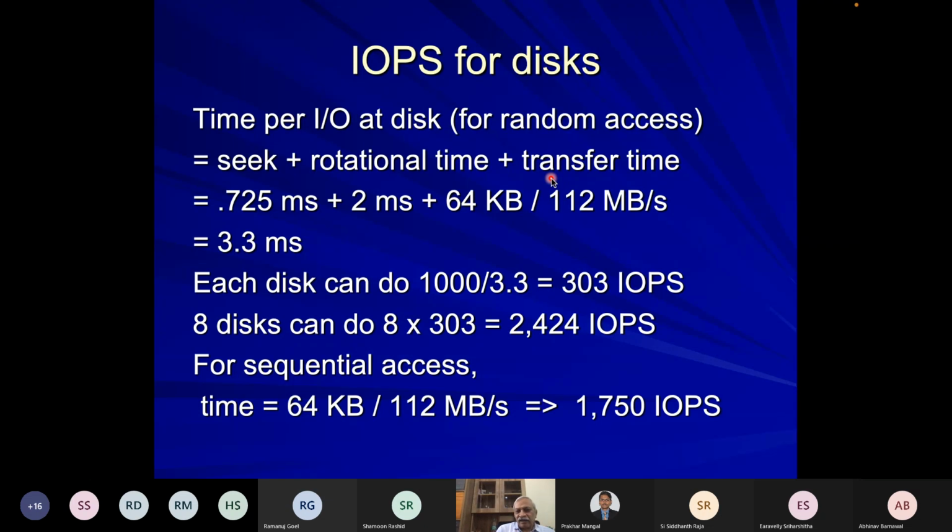sector on a track, then immediately the next sector on the track, and then the next sector, and when you finish that, you just go to the consecutive track and so on. The rate is bound by just the transfer time. So we are not incurring any seek time and rotational latency. So 64 kilobytes divided by 112 megabytes per second gives you 1750 IO operations per disk. Multiplied by 8, you get the figure for 8 disks.